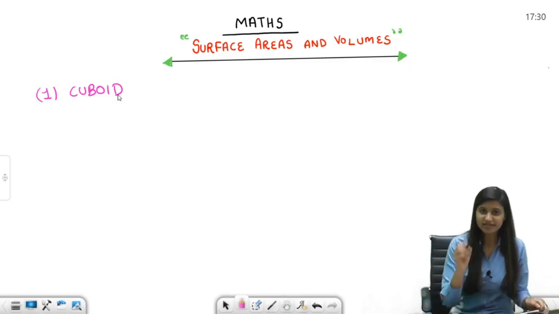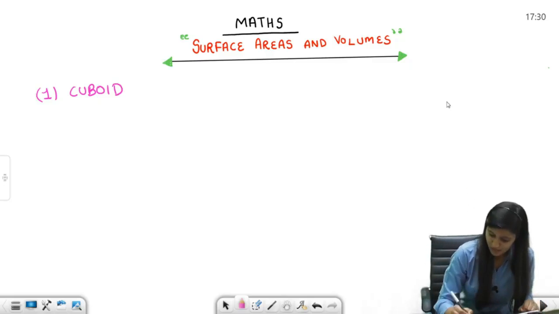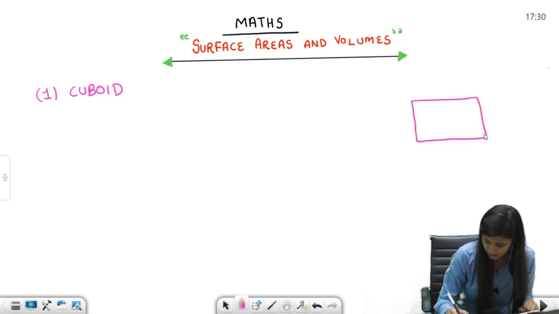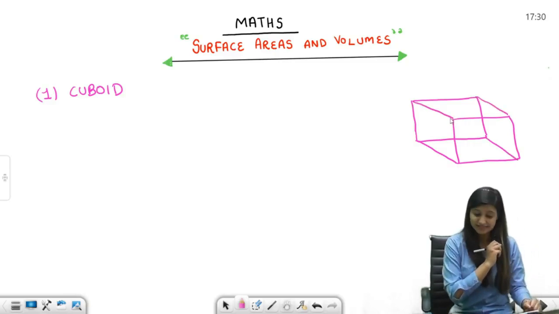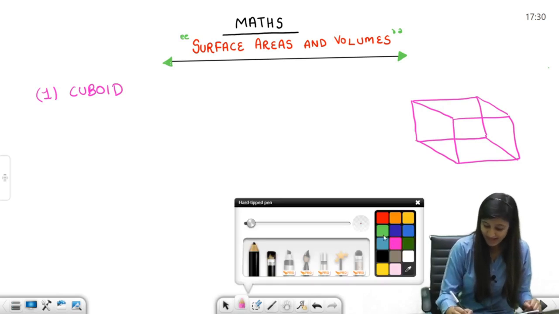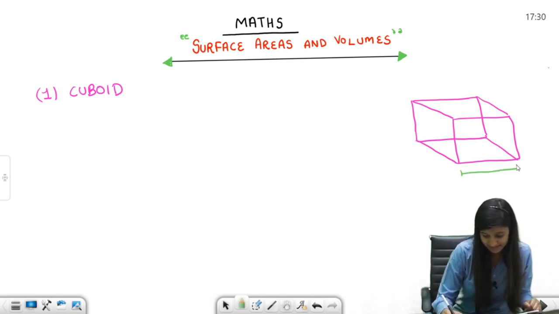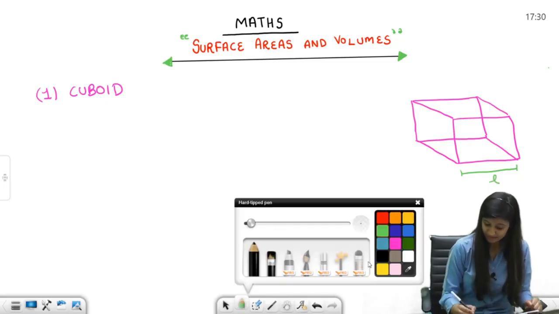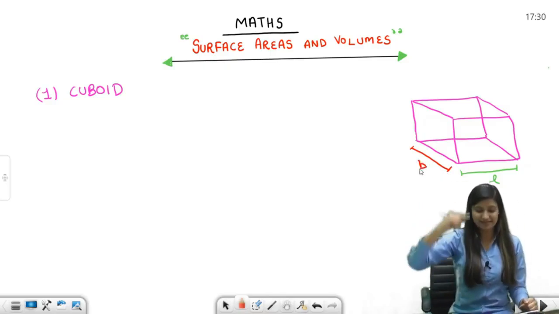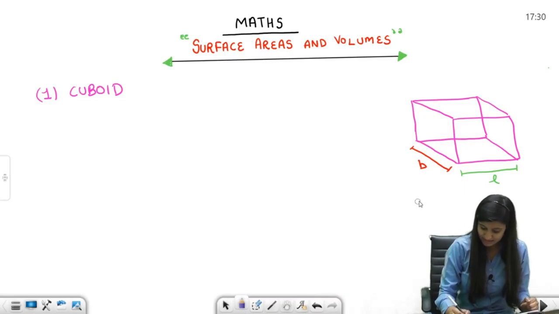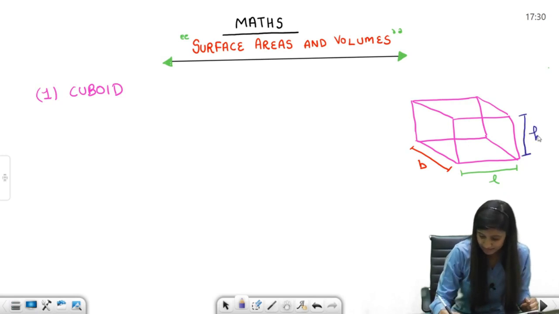Another thing, let me draw it for you. How our cuboid looks like is this. This is our cuboid, right? If we see, it has length, it is its length, breadth, it is its breadth, and the height, and this is the height.